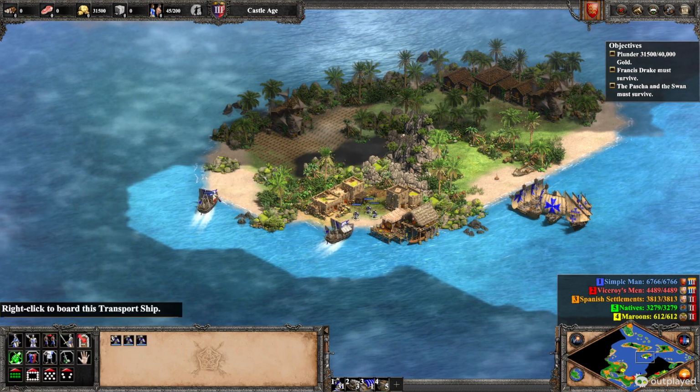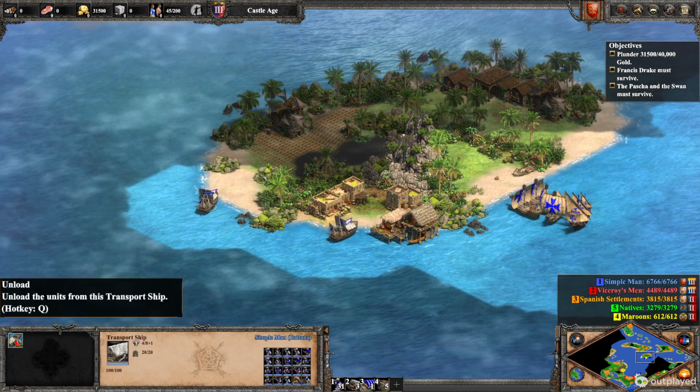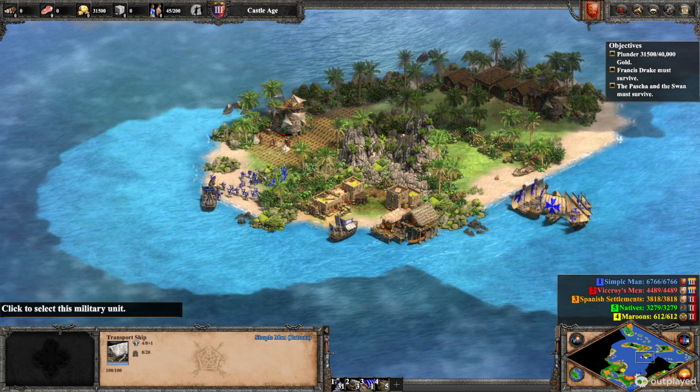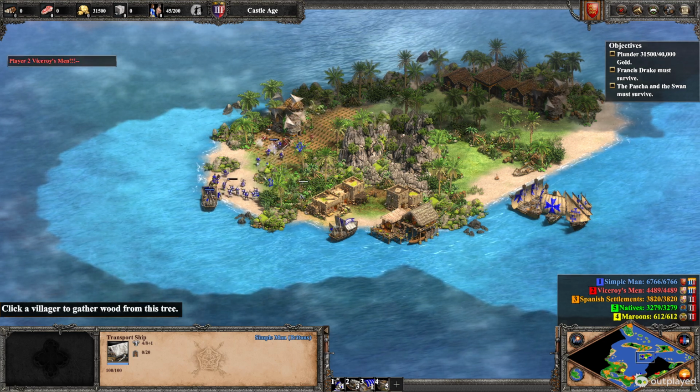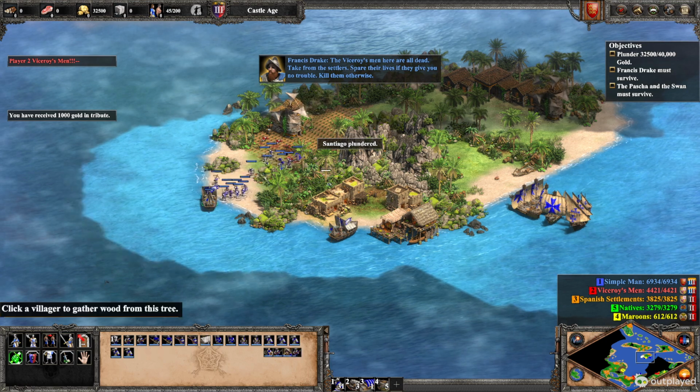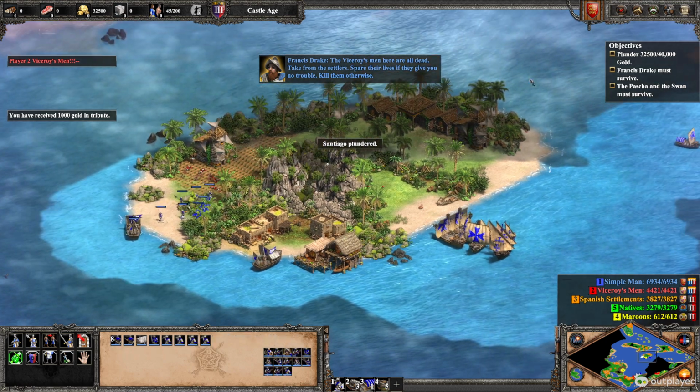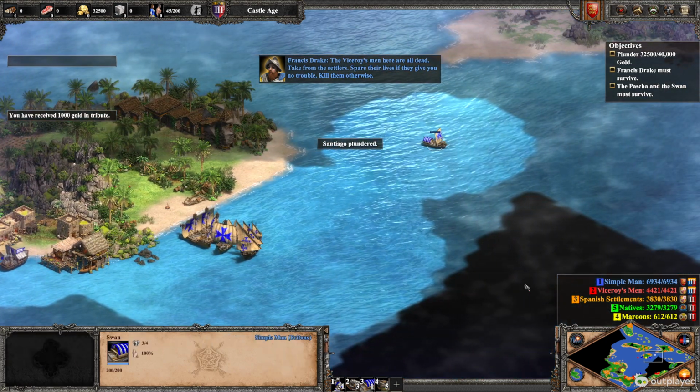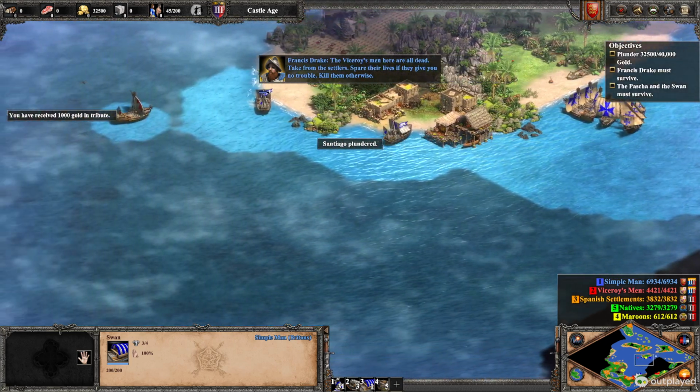The Viceroy's men here are all dead. Take from the settlers. Spare their lives if they give you no trouble. Kill them otherwise.